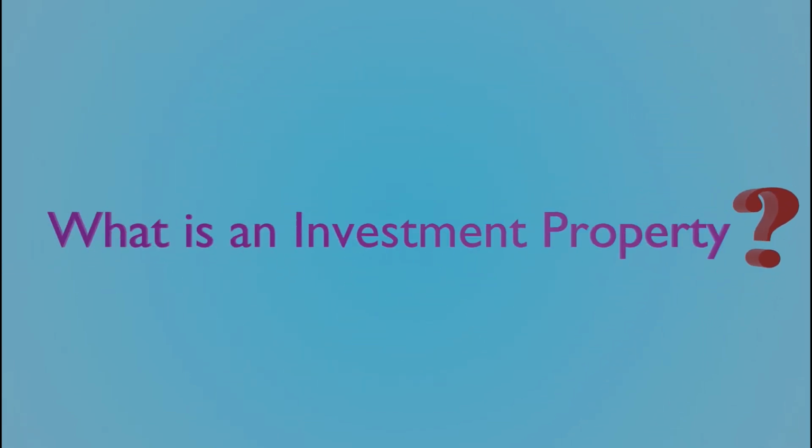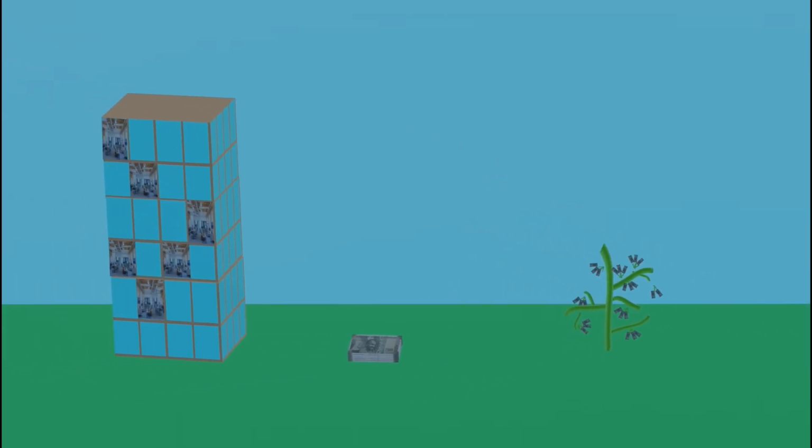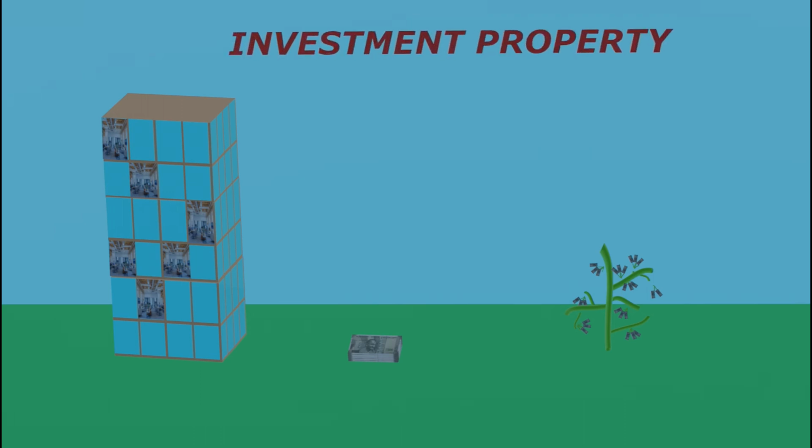So, what is an investment property? Let's understand it with the help of an example. Suppose an entity has a land and a building. It gives the building on rent, and in return, it will earn rentals. It keeps the land expecting that it will appreciate in the future. From this example, we can get an idea that investment property is a building or land held to earn rentals or for capital appreciation.